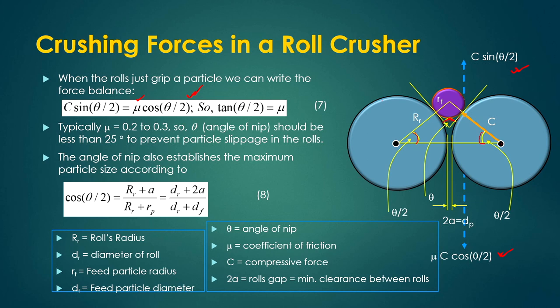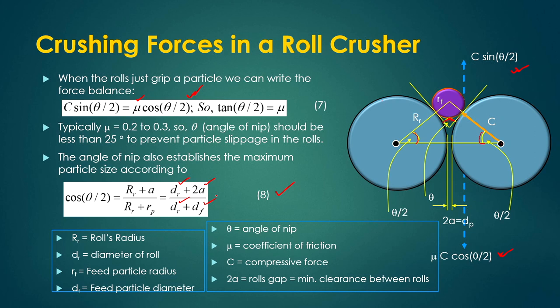So, in this case, if the angle of nip theta is less than 25 degrees, then you can prevent the particle slippage in the rolls. So the angle of nip should be less than 25 degrees. The angle of nip also establishes the maximum particle size according to this equation. Here cos(theta/2) is (RR + A) divided by (RR + RP). If we multiply by 2 on the denominator and numerator, you can write it in terms of diameter, and the gap between two rolls is represented by 2A. So it is (DR + 2A) divided by (DR + DF).